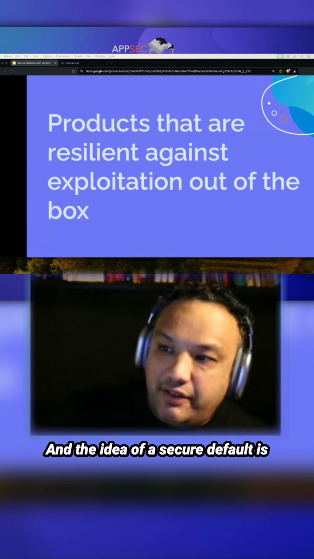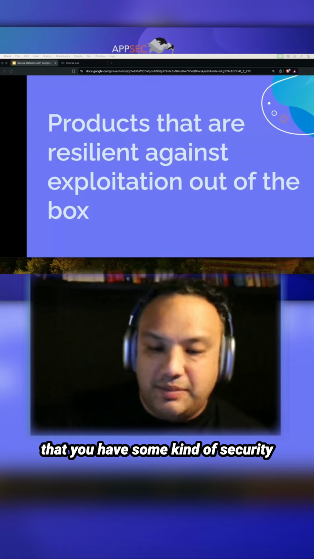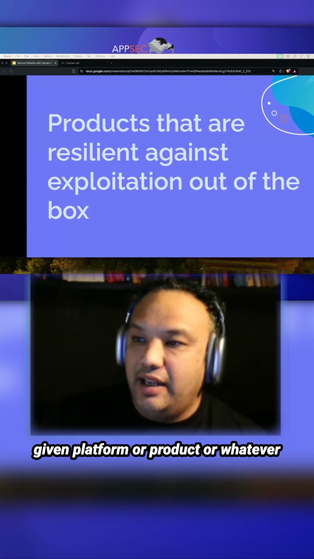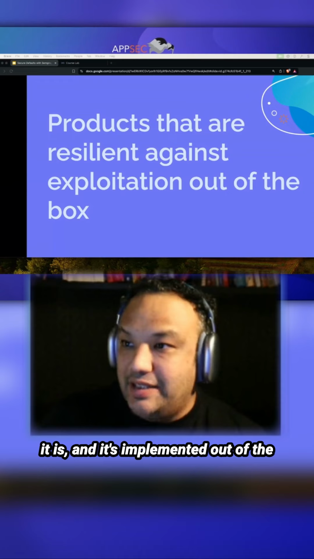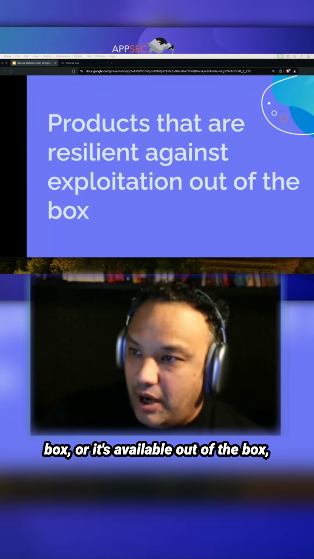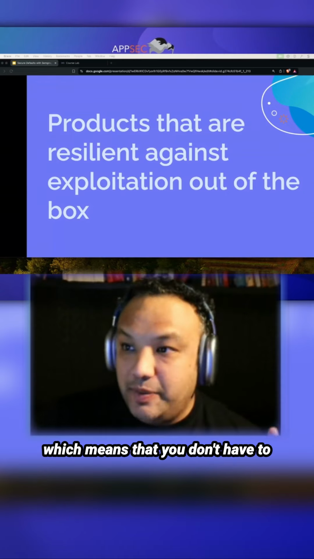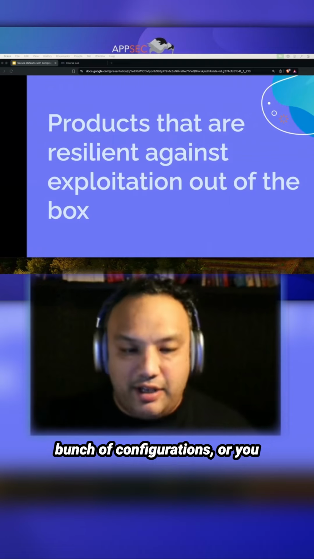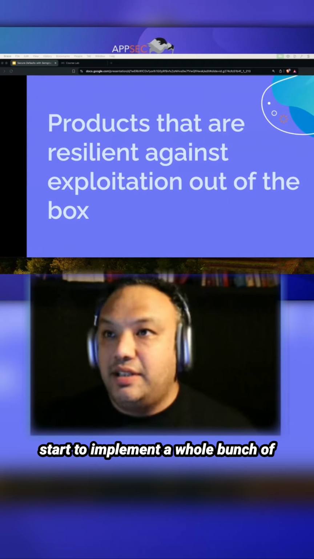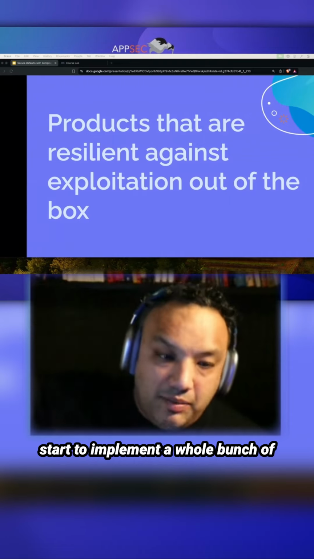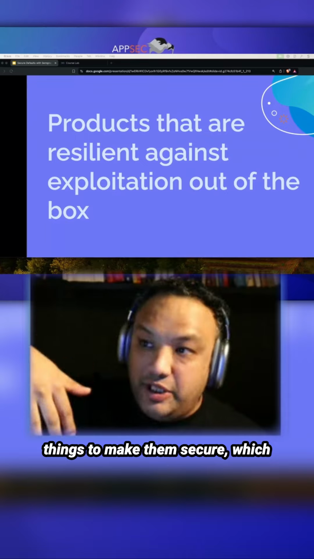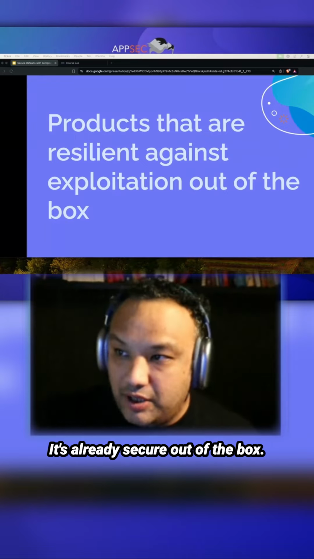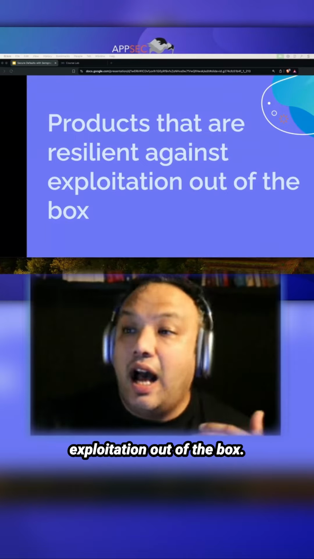And the idea of a secure default is that you have some kind of security features that are implemented in a given platform or product, whatever it is, and it's implemented out of the box, or it's available out of the box, which means that you don't have to necessarily sit and turn on a whole bunch of configurations, or start to implement a whole bunch of things to make them secure, which is already there in many ways. It's already secure out of the box. It's resilient against exploitation out of the box.